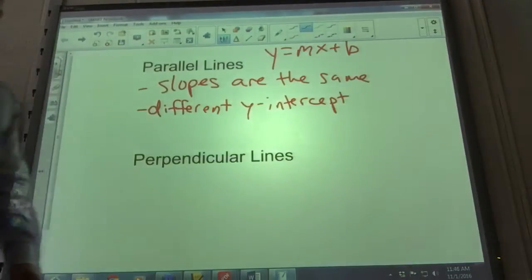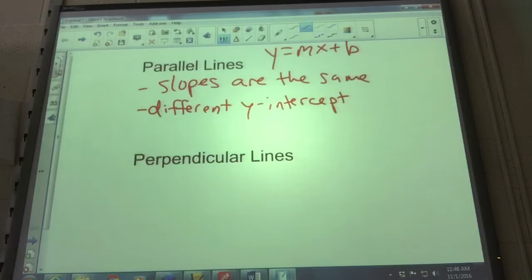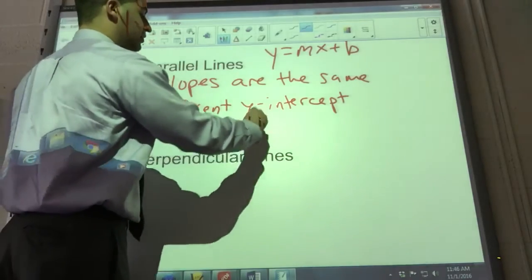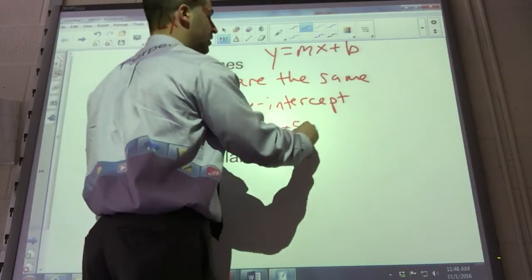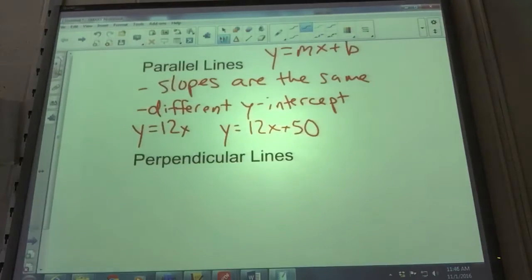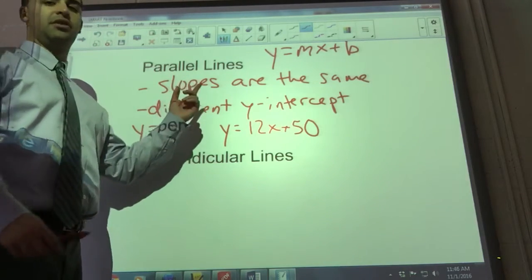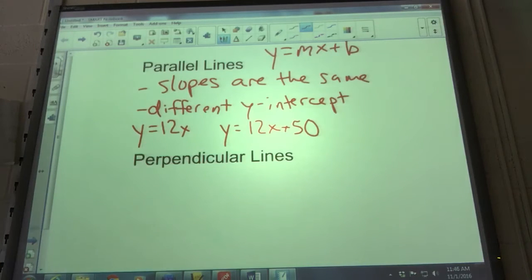Just like some of the problems you saw in class today, where you had y equals 12x, and then y equals 12x plus 50. When you graph those, you saw a clear change in the y-intercepts and how they affected the graph, how it got moved up and down. What you also saw was one line going to one slope, and another line going to the same slope, and clearly that they would never intersect.